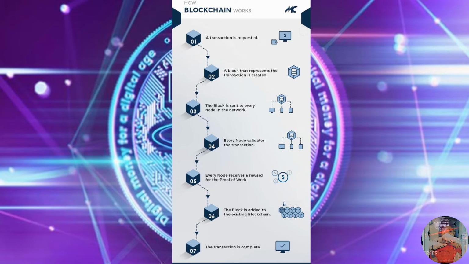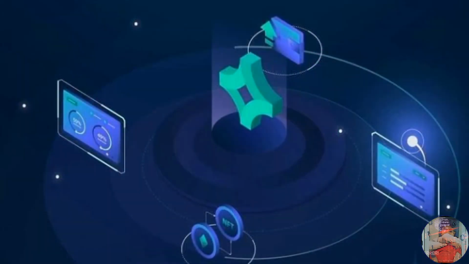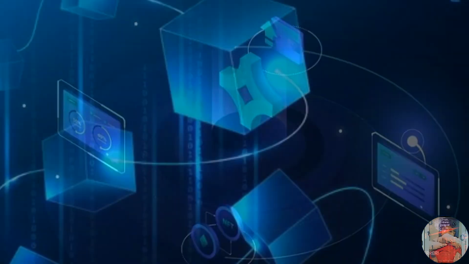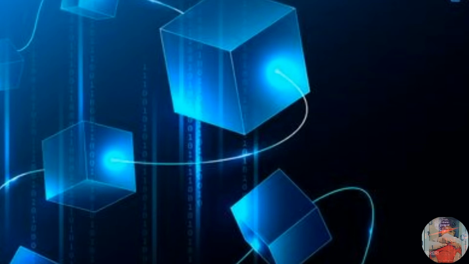So after these processes, the transaction is complete. So now we talk about blockchain components. Each chain is based on three critical components: blocks, nodes, and miners. We will talk briefly about these components.